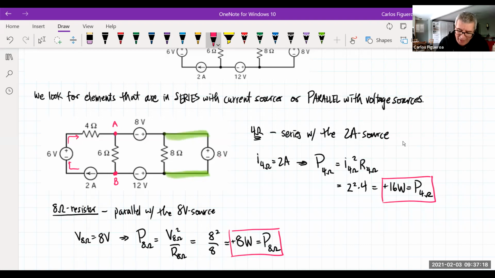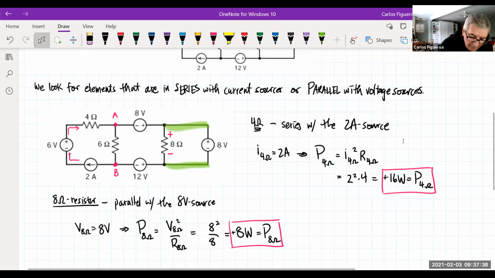So I now know that. What that really means is that I know the polarity of this guy. It's positive and negative. Why? Because the 8 volt is up there and the negative is down. So now what I'm left with is just the 6 ohm resistor. So let's go focus on the 6 ohm resistor now.